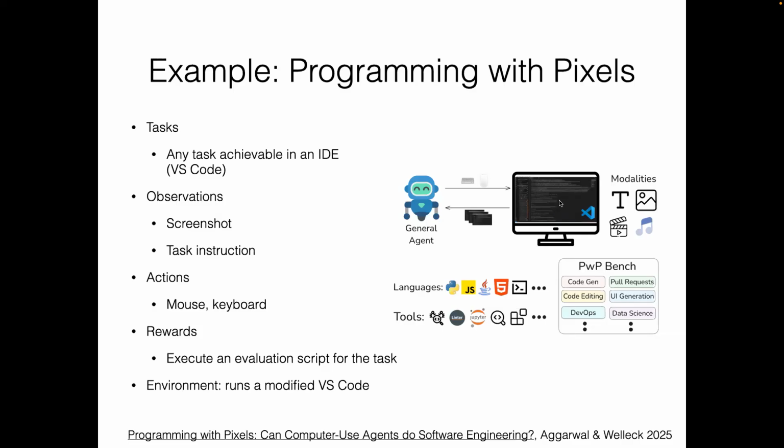Then if you have tasks that involve images, for instance, like HTML editing, things like that, then it's really natural because the model is just observing an image of it.